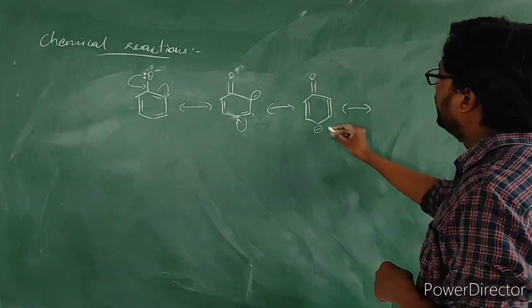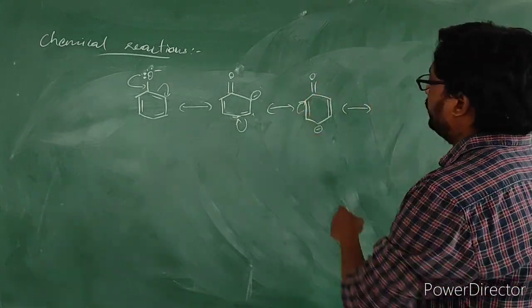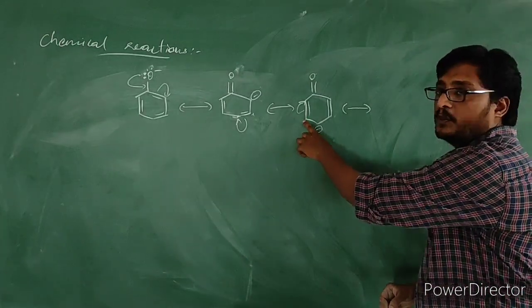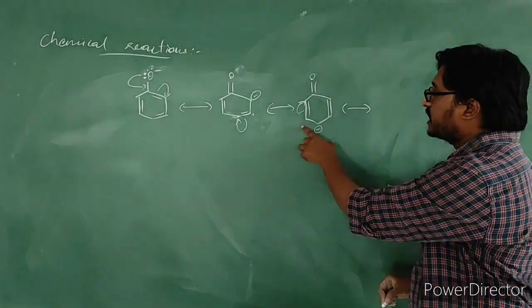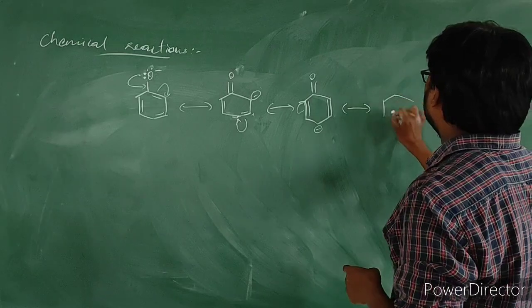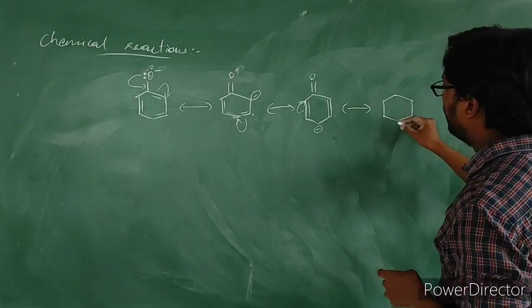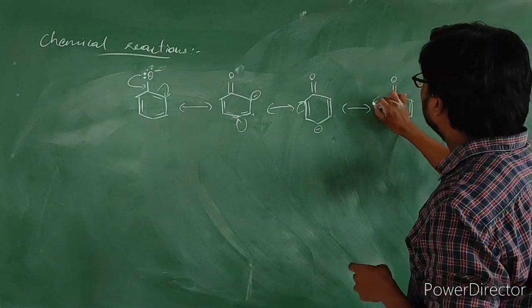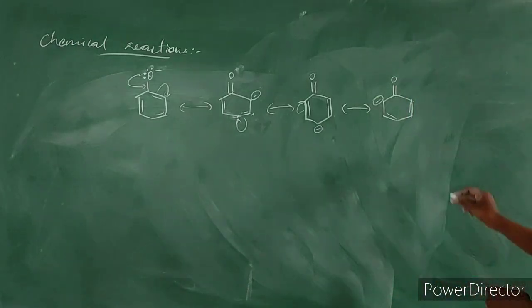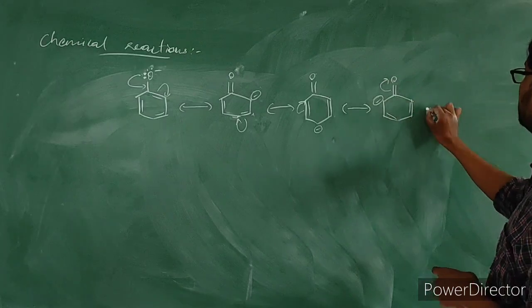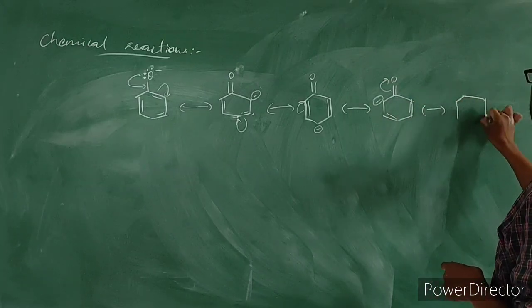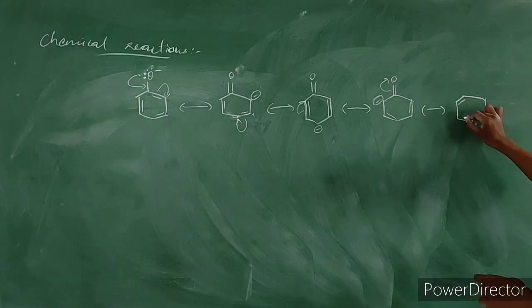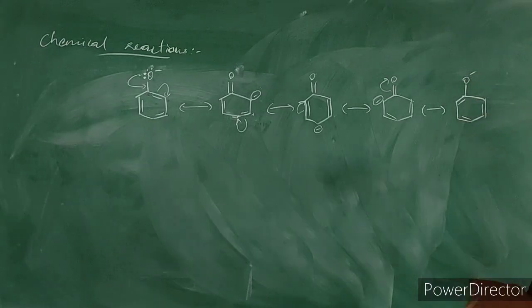In the same way, this bond will shift towards this carbon. Here, this carbon will get a positive charge. Positive and negatively charged carbon, they will form a double bond in this way. Okay. Again, if you see this bond, it will shift towards this oxygen. Then, this is the compound which gets produced.